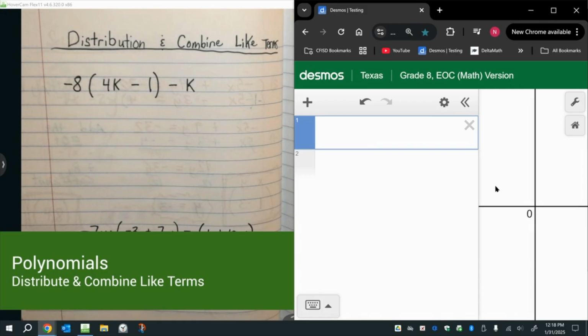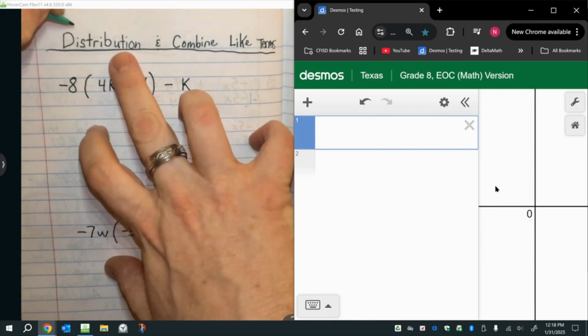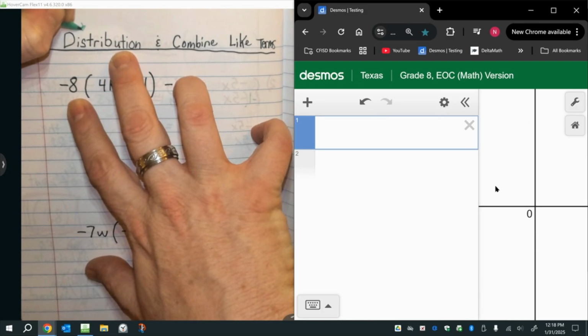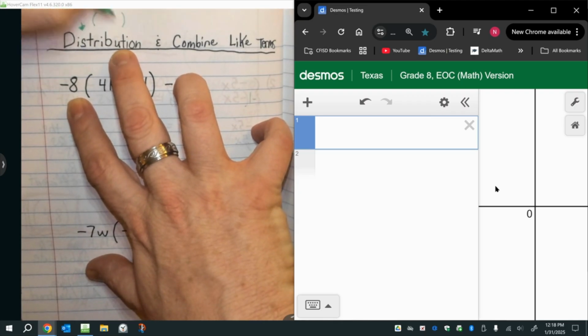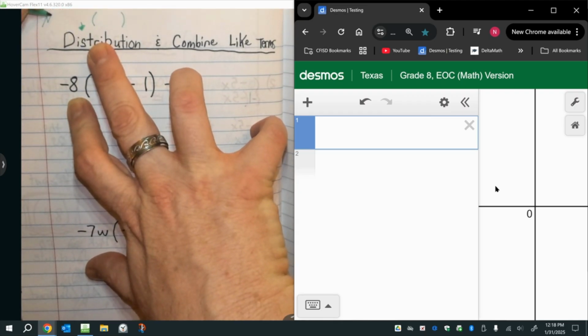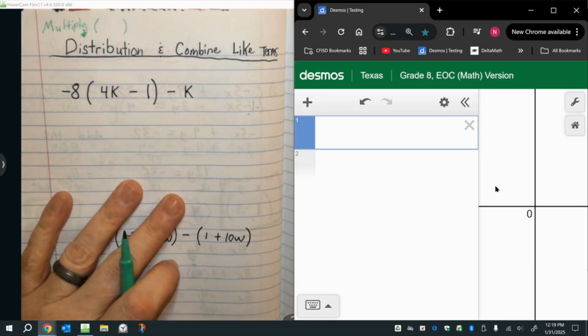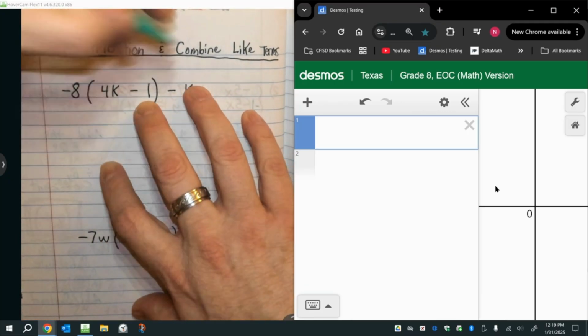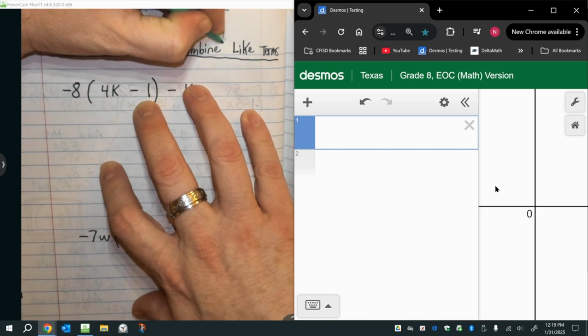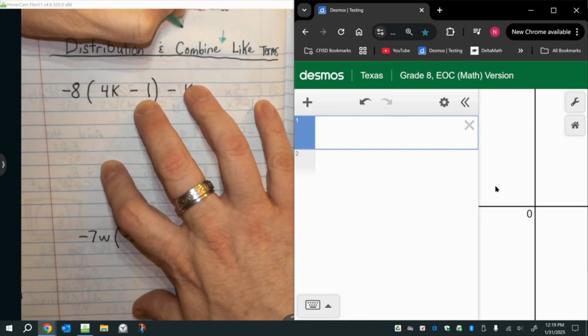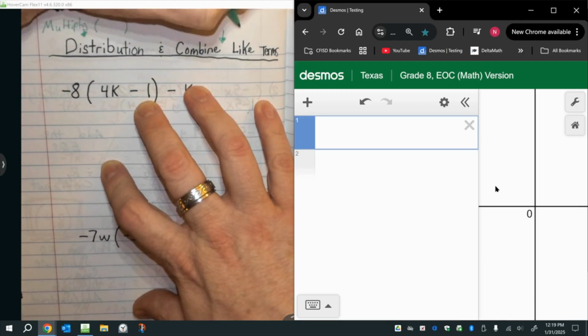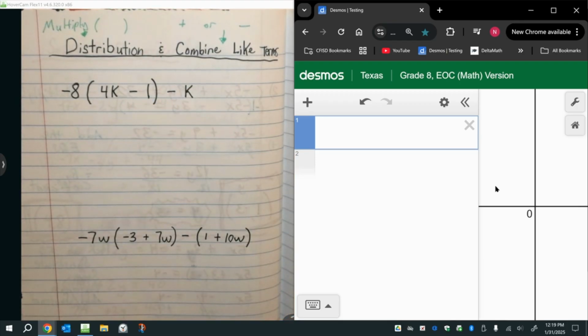Welcome back to today's edition of Distribute and Combine Like Terms. Distribute, hey, we know what that means. Distribute just means that if I see parentheses, then I'm going to multiply. So we know how to do that. And combine like terms, well, that just simply means that when we see like terms, we're going to add or subtract. So let's take a look.